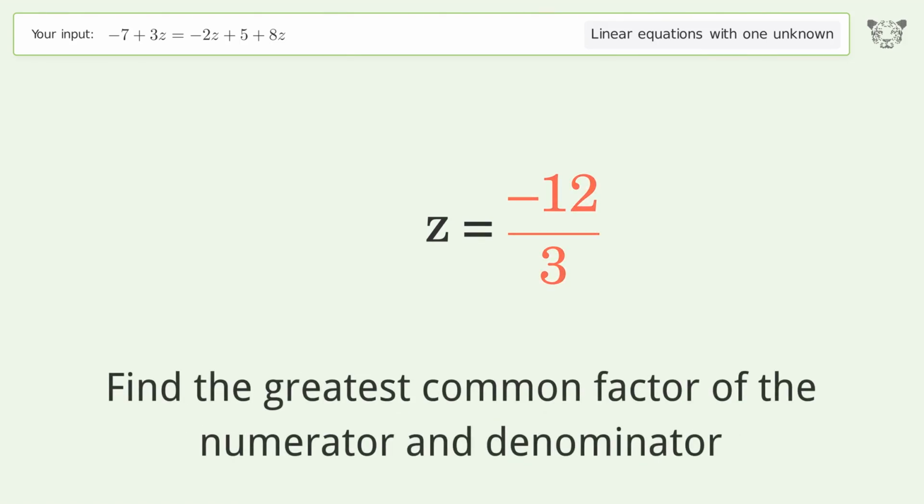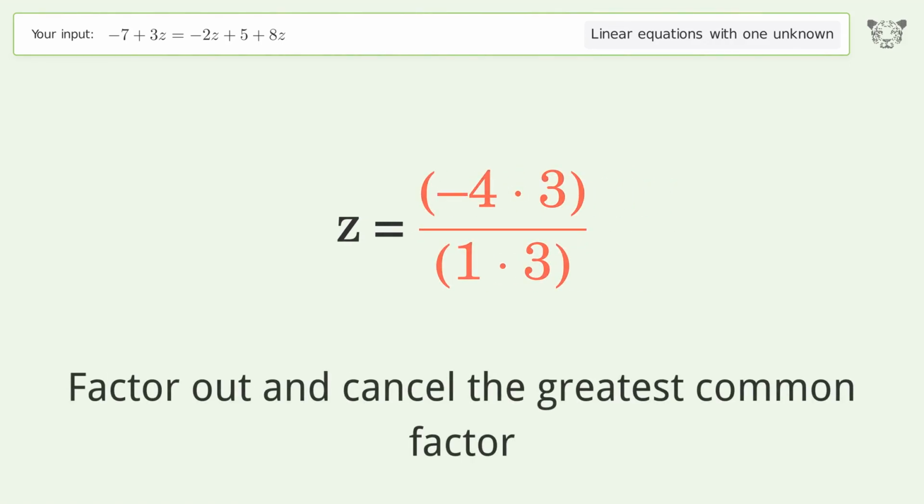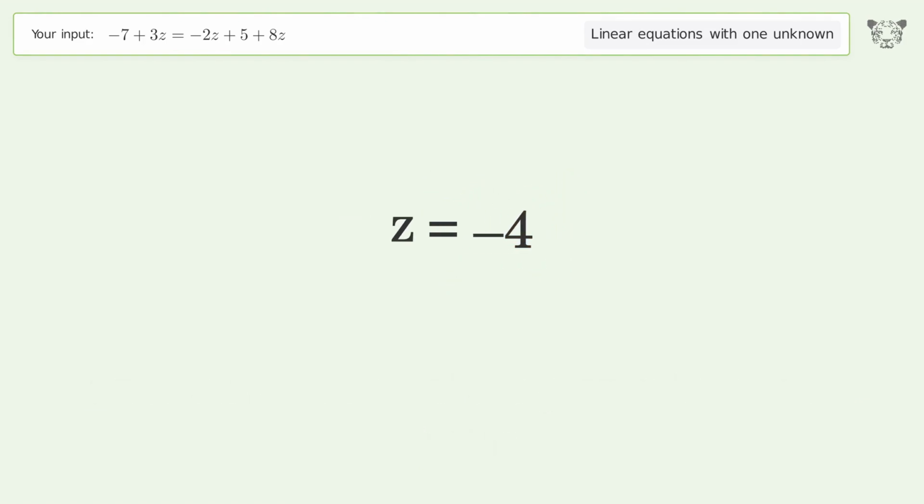Find the greatest common factor of the numerator and denominator. Factor out and cancel the greatest common factor. And so the final result is z equals -4.